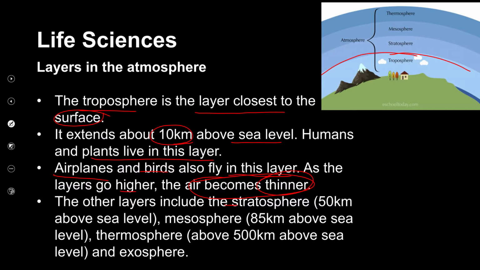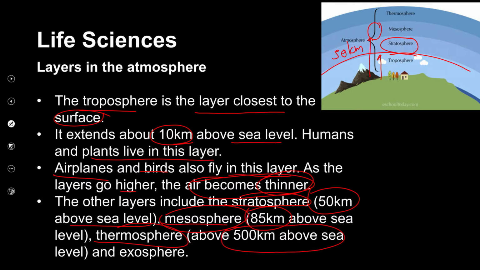The other layers include the stratosphere, which is about 50 kilometers above sea level. That's significantly higher. If we then look at the mesosphere, it is about 85 kilometers above sea level. If we were to move 85 kilometers above sea level, that's significantly high, we will move into an area called the mesosphere. And then finally we have the thermosphere, which is about 500 kilometers above sea level, and surrounding the atmosphere we'll get into outer space called the exosphere. So these are essentially the layers in the atmosphere.